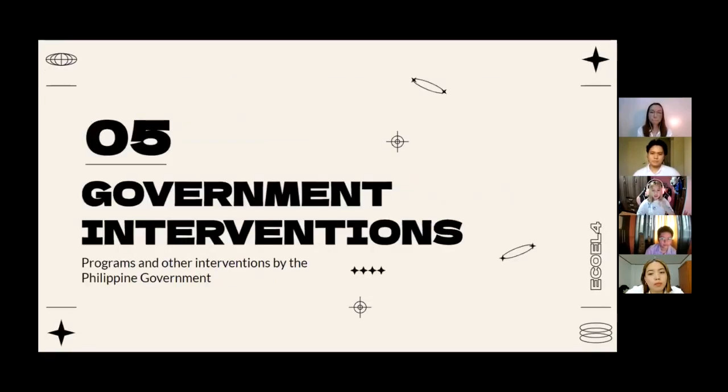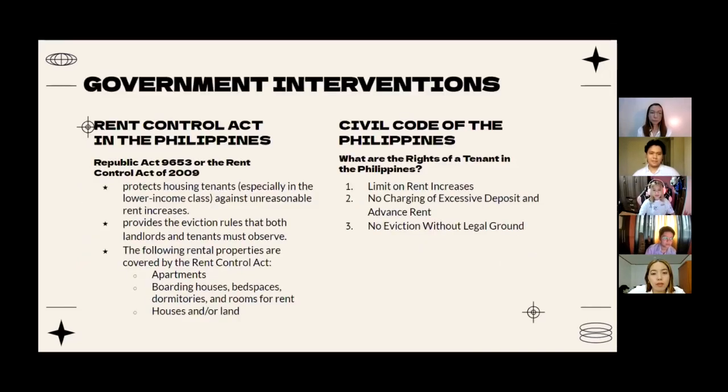Okay, so for this section, I am going to discuss the programs and other interventions by the Philippine government. So next slide, please. So there are two laws regulating residential and commercial leases in the Philippines. First is the Rent Control Act, and second is the Civil Code. So here are the key differences between the two rental laws.